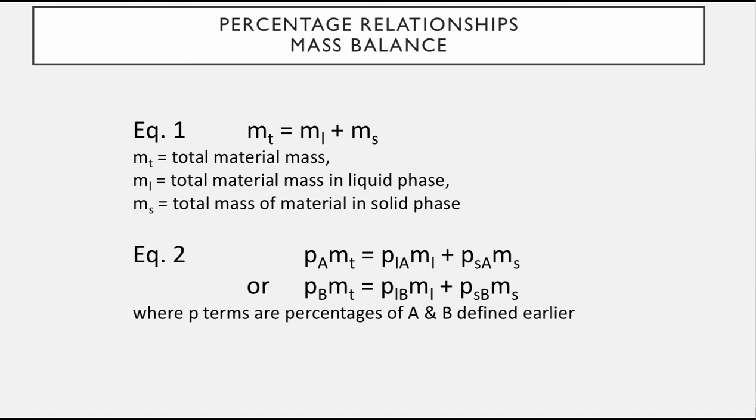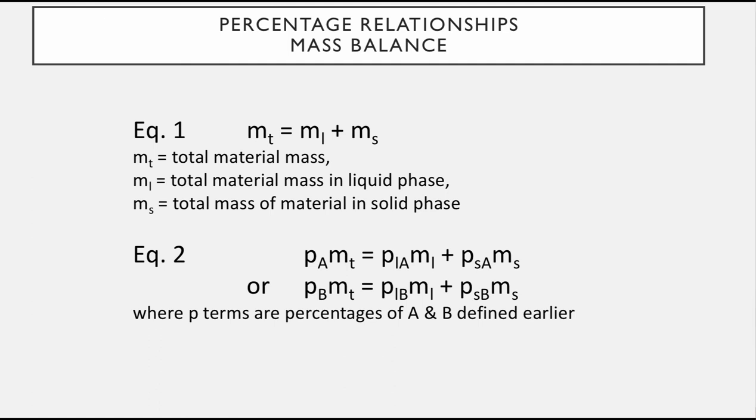They look confusing. They have all of our percentages on there. But what they're literally saying is that the total mass of A has to equal the amount of A that's liquid plus the mass of A that's solid. Or the total mass of B is equal to the mass of B that's liquid plus the mass of B that's solid. So that's also not a surprise. It's basically still equation 1, but just broken out just for material A or B.